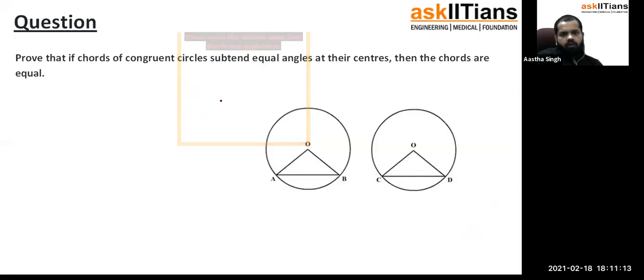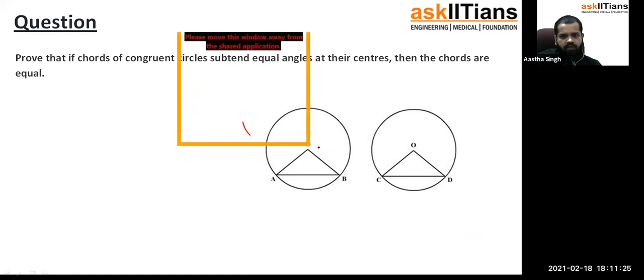Okay, another question. Prove that if chords of congruent circles subtend equal angles at their centers, then the chords are equal. We need to prove this for congruent circles. Whenever circles are congruent, it means their radii are the same. If this radius is r and this radius is r, then your OC and OB will definitely be r, because these are congruent circles.